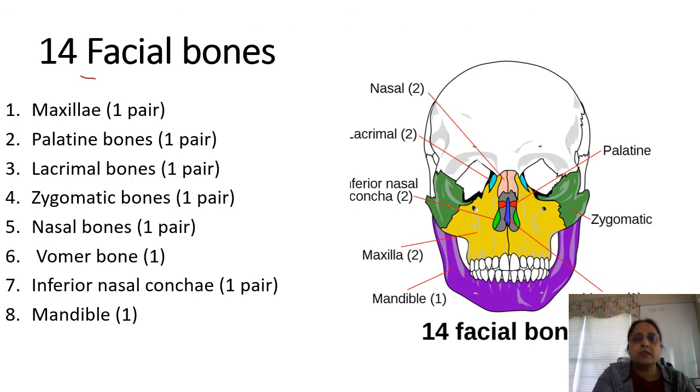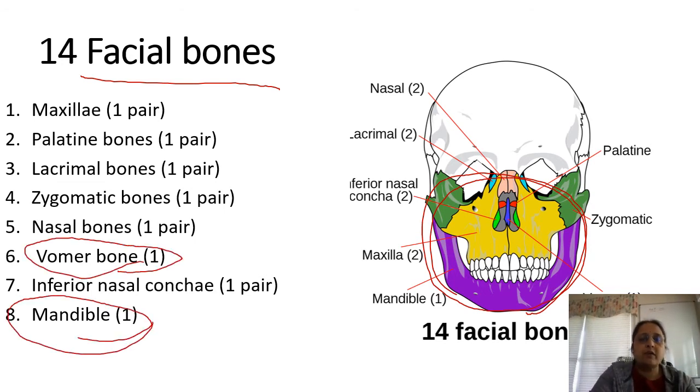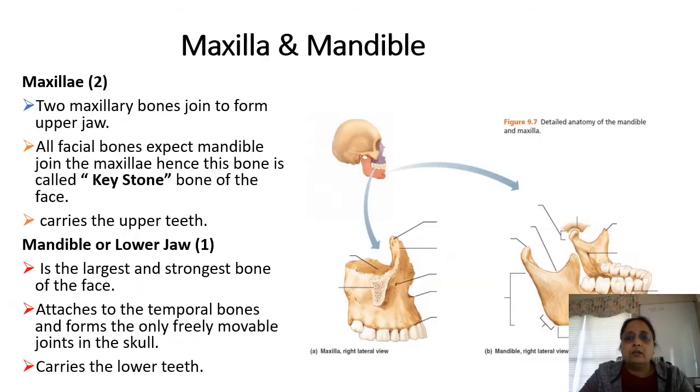So if you check for the facial bones, this entire area is formed by the facial bones. Out of them, except vomer and mandible, the rest are all paired. So it is formed by maxilla, palatine, lacrimal, zygomatic, nasal, and inferior nasal conchae that are paired, and vomer and mandible that are unpaired. Let's go into detail about maxilla and mandible.